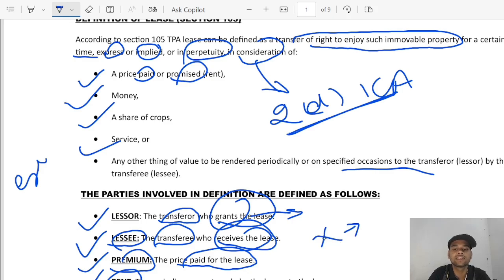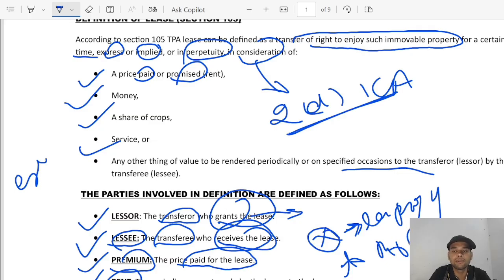Let's take one example. Mr. X leases property to Mr. W. Here X is the lessor and W is the lessee. The periodic payment done by W to X shall be rent.